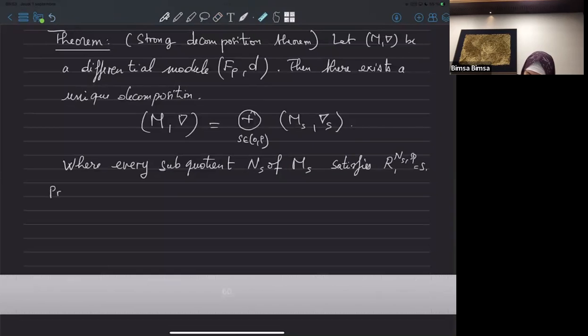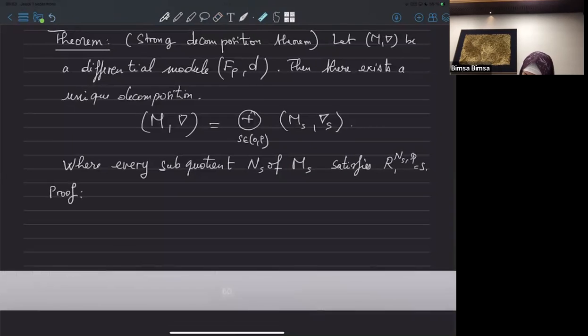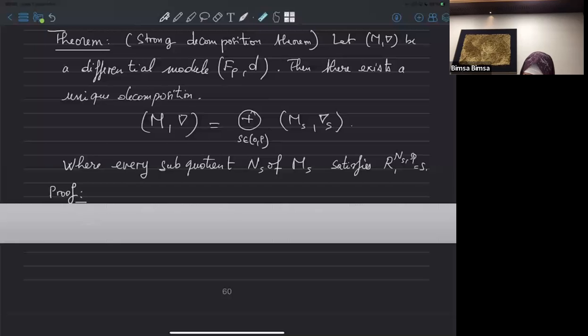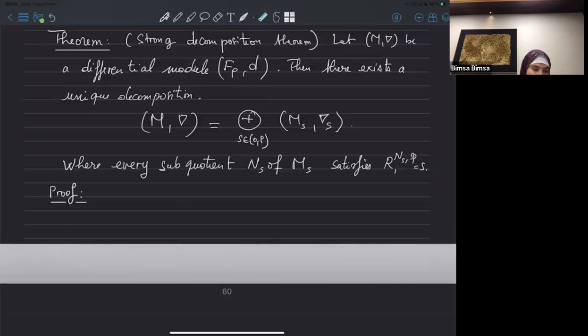Then the proof. If my differential module is irreducible, then we cannot say anything. We cannot decompose it more, and for sure all the radii are equal. Now, if we assume that my differential module is not irreducible, then we proceed by induction.